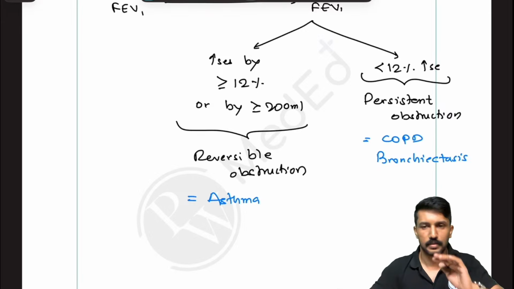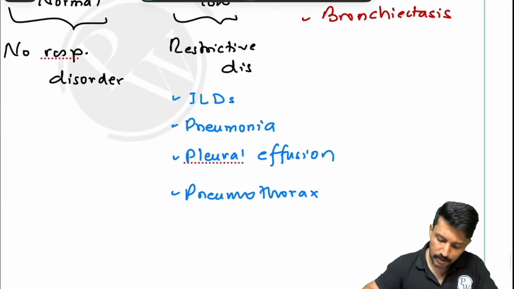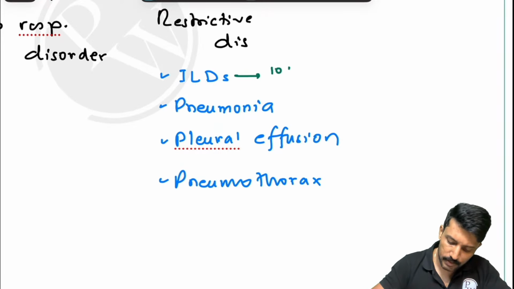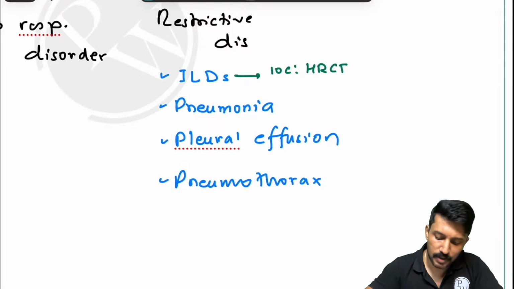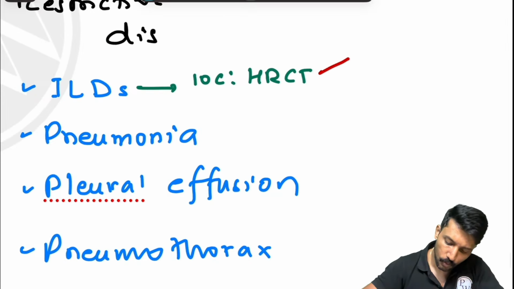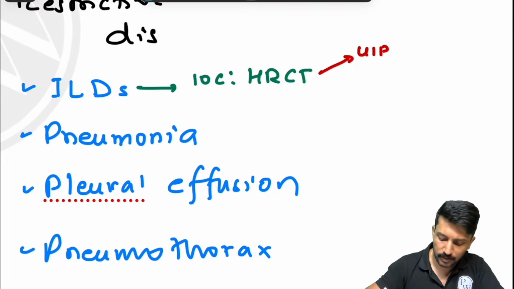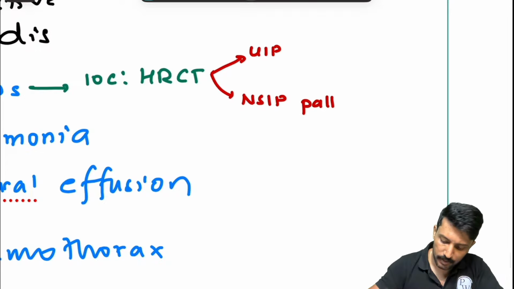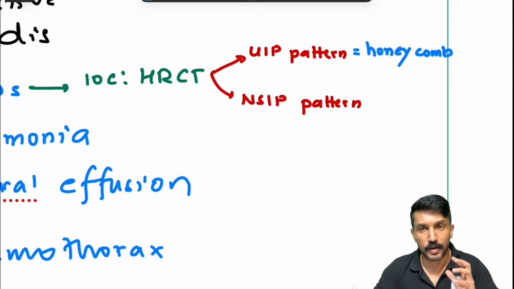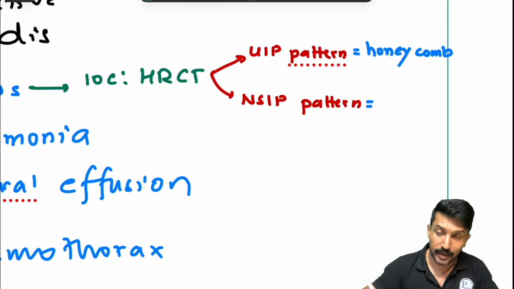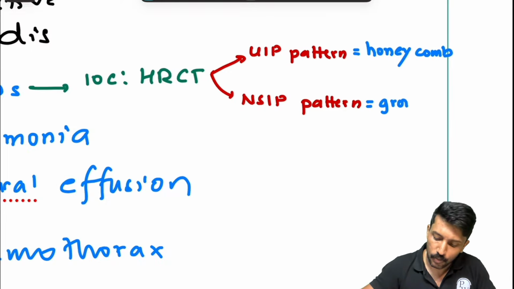I will add just a few points here. Interstitial lung disease, if I have to diagnose, what is the investigation of choice? It is going to be HRCT. And what does HRCT show? HRCT may show two patterns. One of them is called the UIP pattern. The other one is called the NSIP pattern. So if I'm seeing a UIP pattern, what does that mean? That is equal to seeing honeycomb changes, or fibrosis, traction bronchiectasis. NSIP pattern, if I'm seeing, that means ground glass opacities.